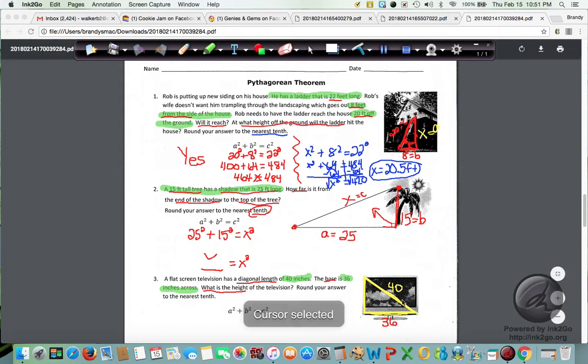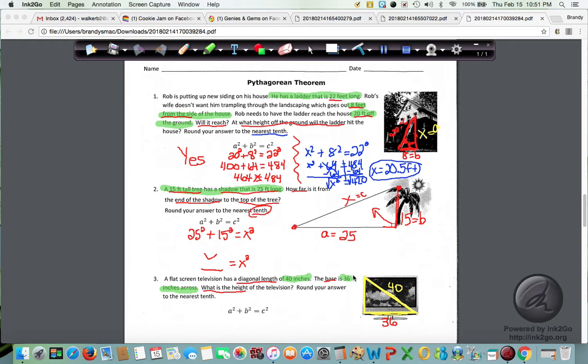Okay, so back to the problem. We have a 40-inch diagonal. We have a 36-inch base. And we need to know how tall it is. What is the height? And again, we're going to round to the nearest tenth. To help you guys out, remember, if it's a rectangle, all the angles of a rectangle are right angles.